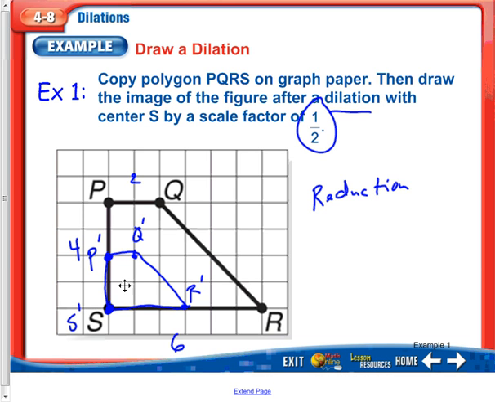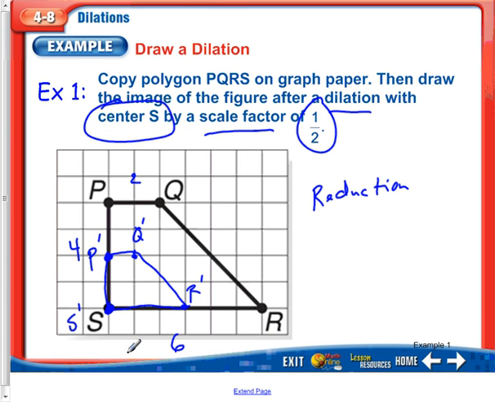And so this trapezoid PQRS, that's the original, and then we have P prime, Q prime, R prime, S prime is the dilated reduction of 1/2 using the scale factor 1/2. So notice the S point did not move because that was our center. The center doesn't move. So if you ever have a point that is your center, the center won't move.